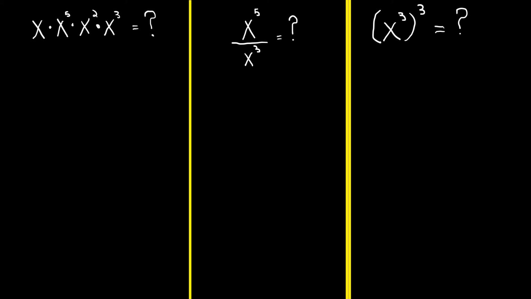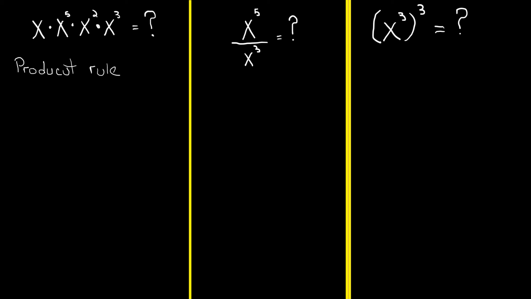So we have x to the first times x to the fifth times x to the second times x to the third. To solve this problem we use what we call the product rule. And I will show you what the product rule looks like. Look at the next section next to it.